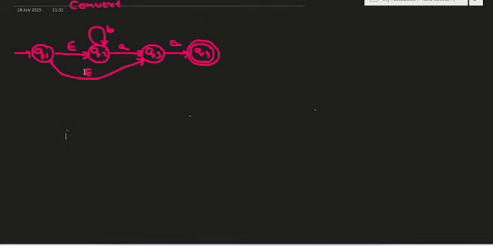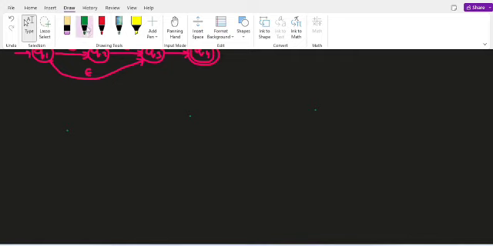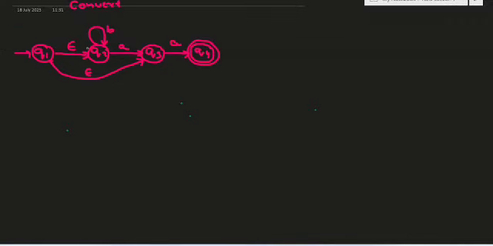Now, we will try to convert this. The first step here is we have to find the epsilon closure for the initial state, and the initial state is Q1. Epsilon closure of Q1 is Q1, Q1 goes to Q2, and Q1 also goes to Q3 when epsilon is applied. We call this state A.